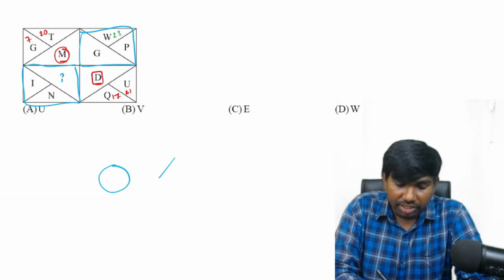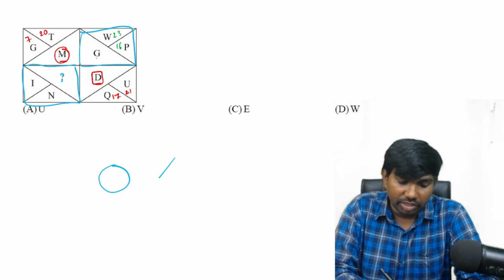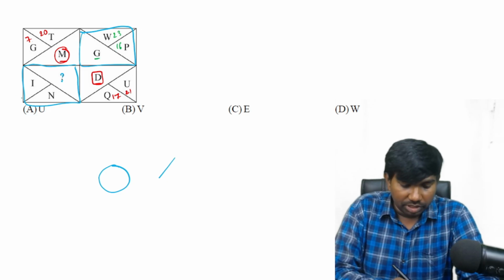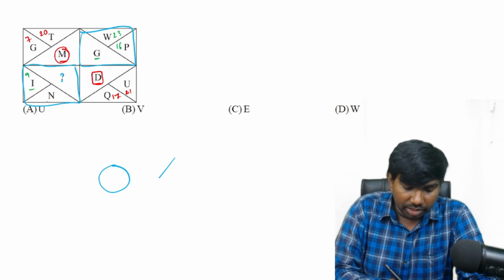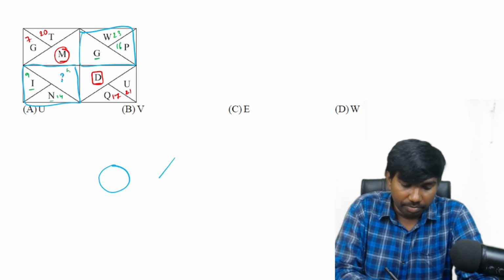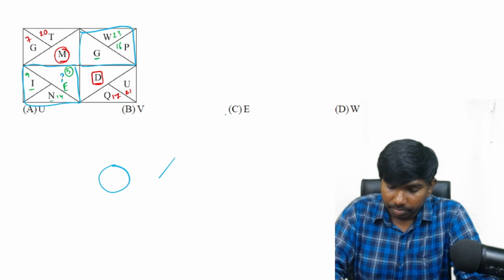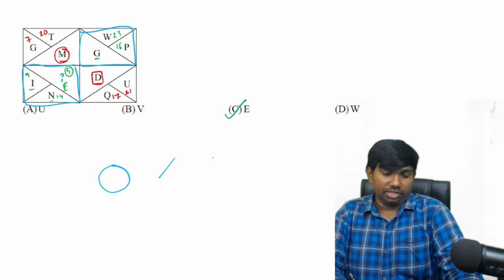W is 23 and P is 16. 23 and 16, the difference is 7 and the 7th letter is G. Same way, I is 9 and N is 14. 9 and 14, the difference is 5 and the 5th letter is E. Which option is satisfying? Option C is the correct answer.